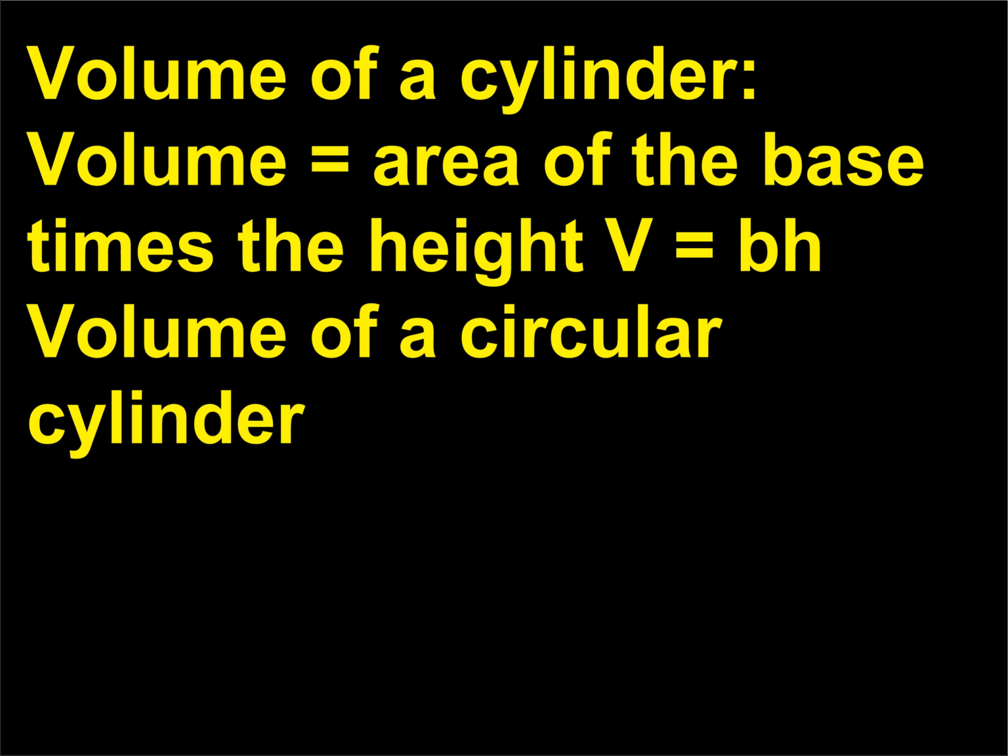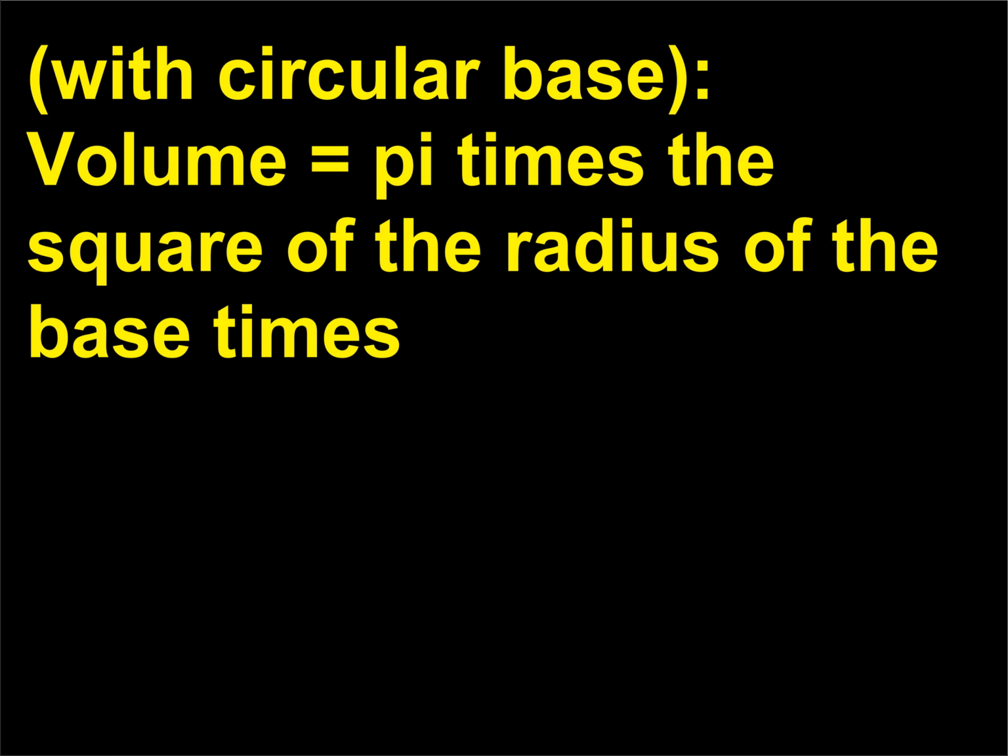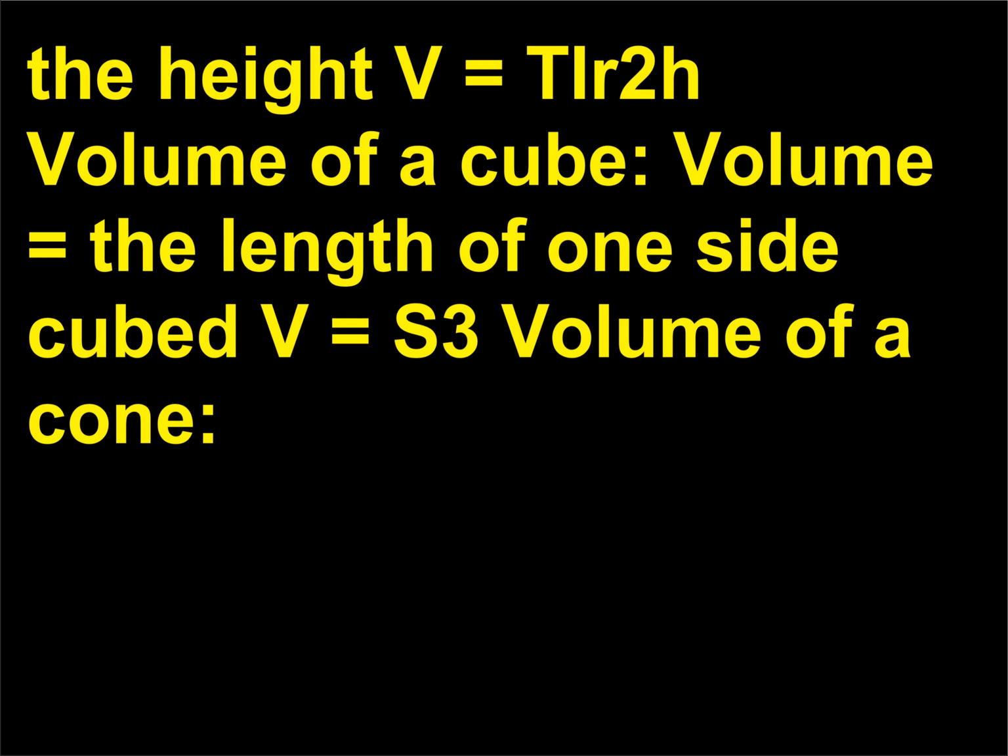Volume of a cylinder: volume equals area of the base times the height, V equals BH. Volume of a circular cylinder with circular base: volume equals pi times the square of the radius of the base times the height, V equals πr²H. Volume of a cube: volume equals the length of one side cubed, V equals S³.